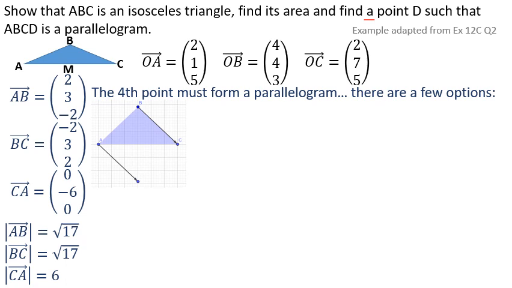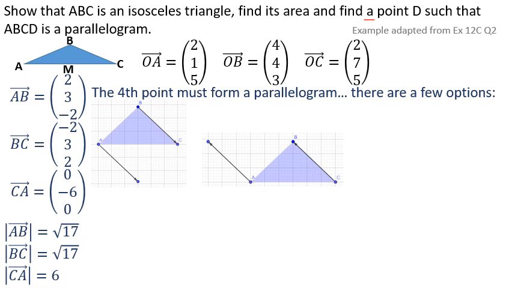I've got the triangle ABC shaded in blue, and I've shown how by using the same vector as BC, starting from A, I can generate my fourth point. And because BC is parallel to AD in this diagram, we definitely have a parallelogram.